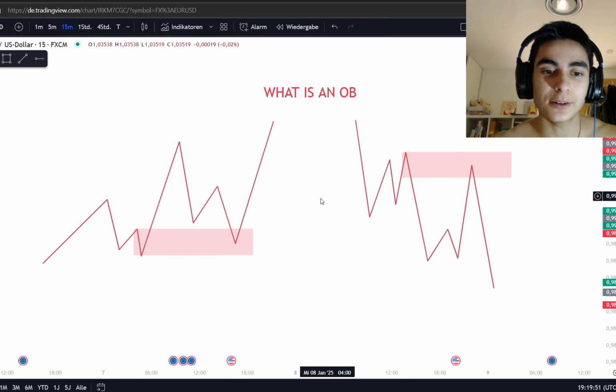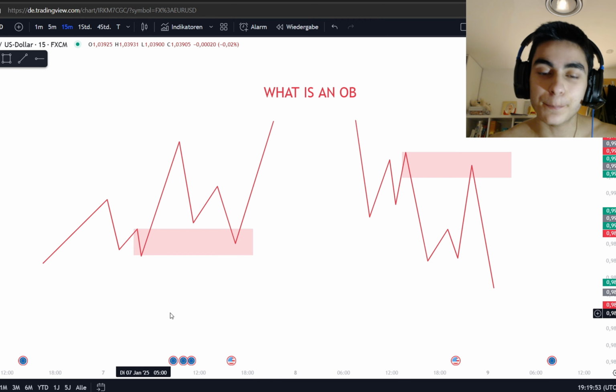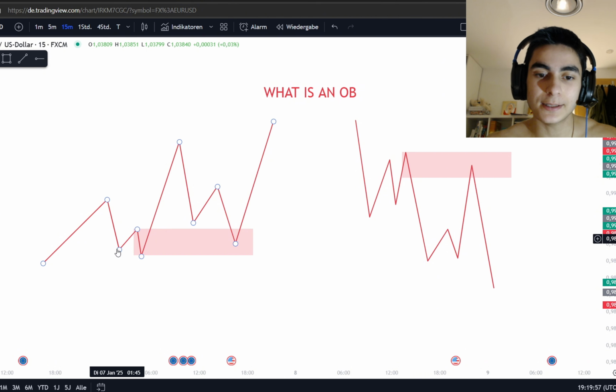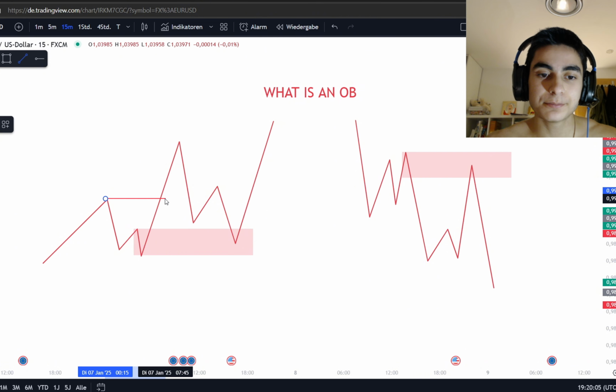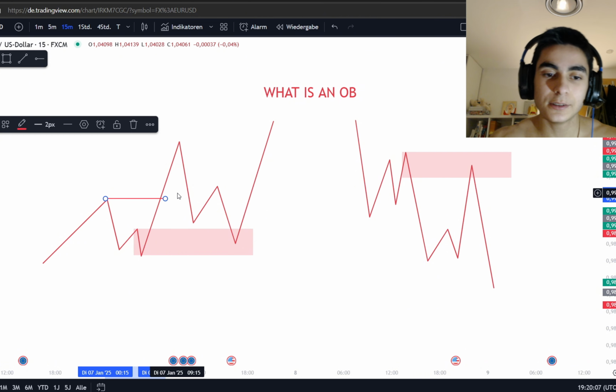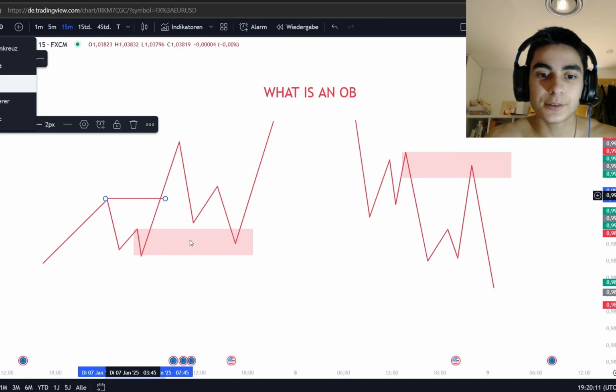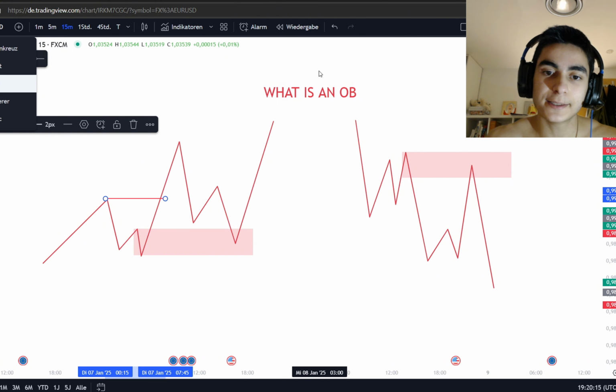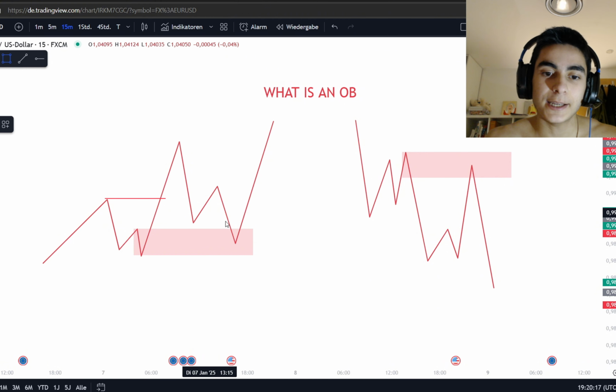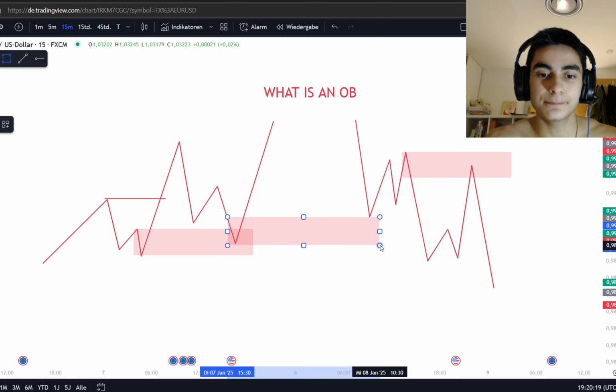For example, in a bullish scenario, a bullish order block would be something like this here, where a big move happened. We broke the structure, which is important. We broke the structure and we came back into this area from which price reacted again. This would act as a new order block right here.